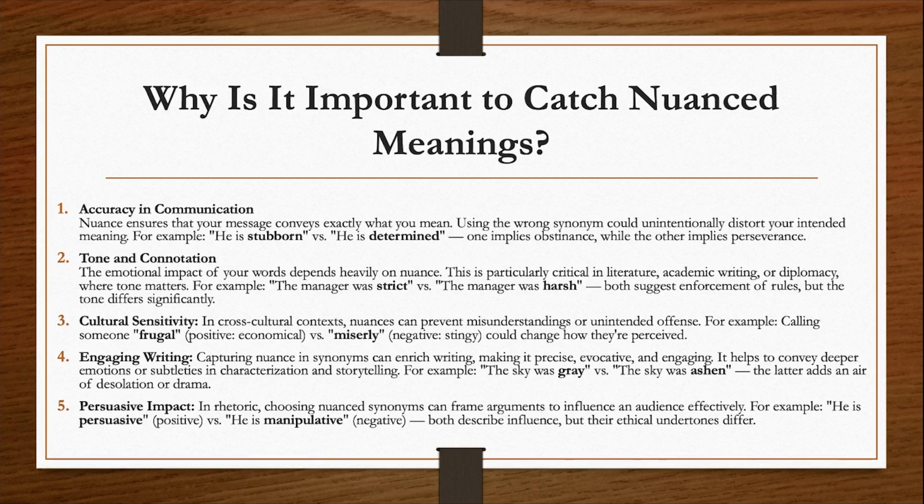Tone and connotation. The emotional impact of your words depends heavily on nuance. This is particularly critical in literature, academic writing, or diplomacy where tone matters. For example, the manager was strict versus the manager was harsh. Both suggest enforcement of rules, but the tone differs significantly. Strict is one thing, harsh is another.